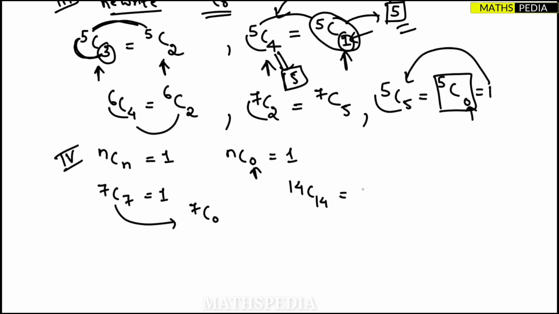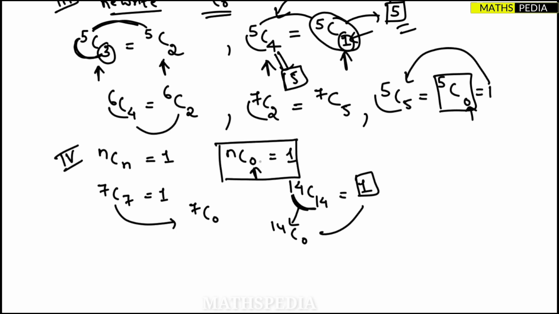Simple as that. Okay. So if I want to write 14C14, what is the answer? It is nothing but 1. If both are the same, the answer is 1. Or you can just rewrite and check 14C0, which is nothing but 1. Okay, so this is the fourth type you can remember, or you can include it in the first type itself. NC0 is the same as that, just rewriting and putting the answer as 1. That's it.